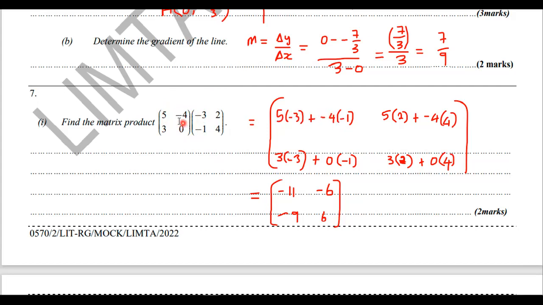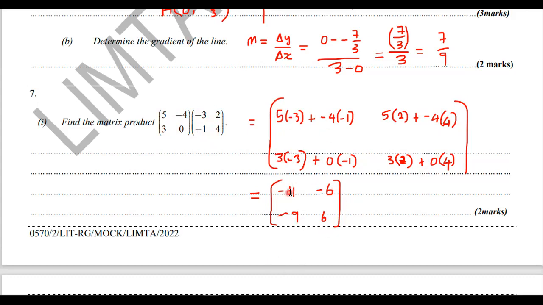Then for the second one, we have now this one times the second column. So 5 times 2 plus minus 4 times 4, this position. Now we move to row 2: 3 times minus 3 plus 0 times minus 1, and 3 times 2 plus 0 times 4. And this brings us this position.